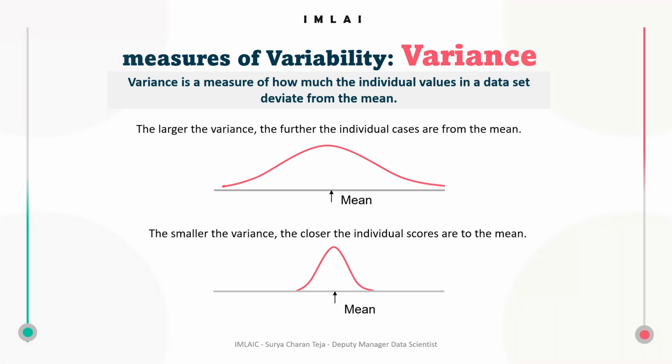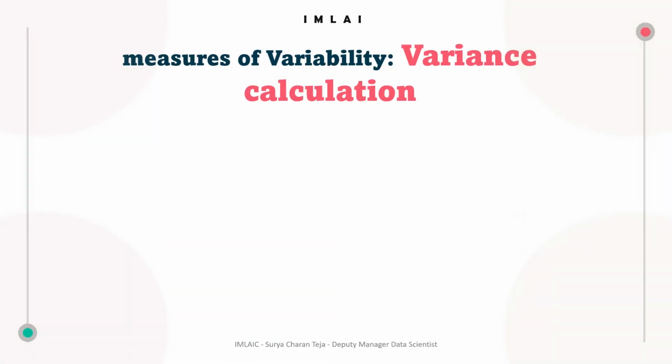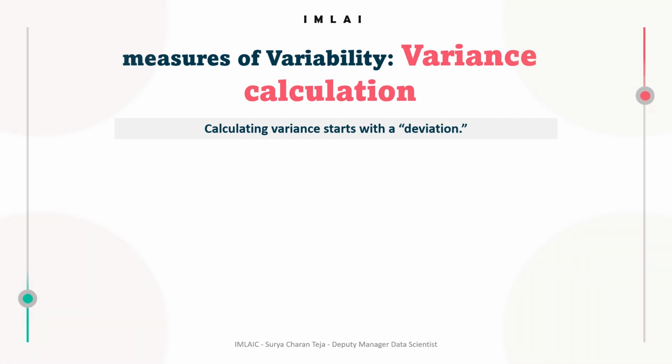So now let's look into the calculation of variance and how to do it. As we have discussed earlier, variance is a number which gives the spread of your data set. It seems complex to calculate at first, but it can be calculated. Calculating variance starts with a deviation. To calculate variance, you need to understand what a deviation is.